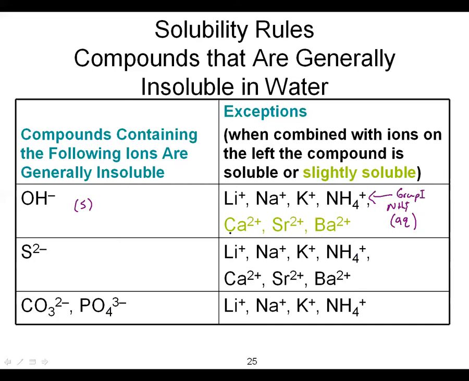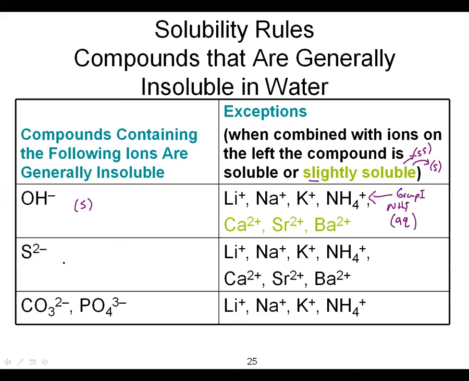Barium, strontium, and calcium are what is known as slightly soluble. Sometimes you'll see it in a table as SS, which means slightly soluble. Most people will consider slightly soluble to be more like insoluble, but slightly soluble does mean what it sounds like: a little bit of it will be able to dissolve.